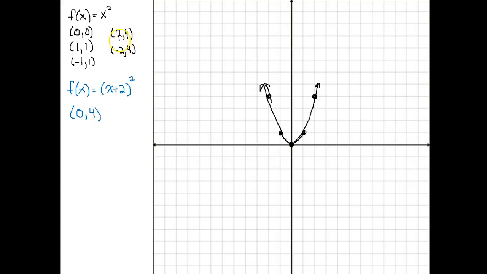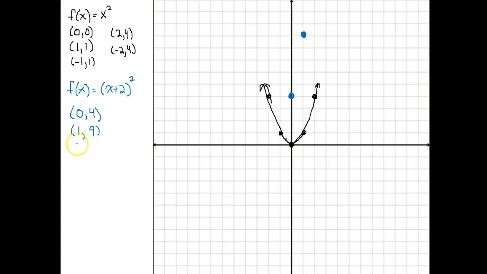Huh. Here I had 2 comma 4. Here I have 0 comma 4. To get the same y value, my x value shifted to the left 2. So let's see, what about, well, if we plug in 1, 1 plus 2 is 3, 3 squared is 9. Oh boy. So I'm getting an extra point that I hadn't graphed earlier. If I had graphed this one earlier, I would have had 3, 9 up here.